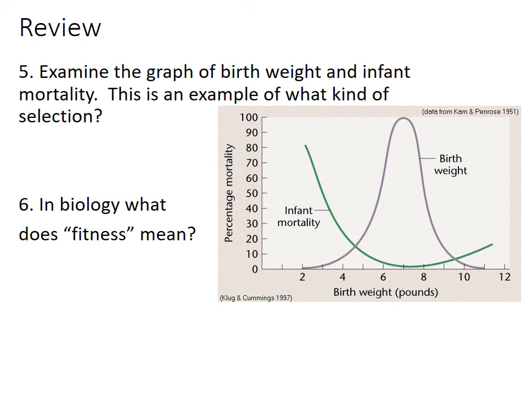But I think you already knew that, right? If babies are too small when they're born, their mortality rate is going to be higher. If they're too large when they're born, same thing, mortality rate is going to be higher. So this is an example of stabilizing selection. And then number 6, in biology, what does fitness mean? Fitness is a measure of reproductive success.